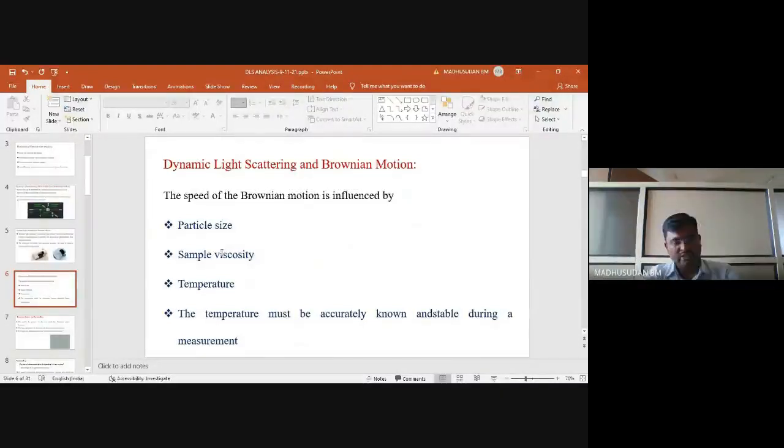While we carry out the testing or characterization operation, we have to concentrate on several factors here. The particle size plays an important role. Whenever the particle size is bigger, maybe at the macro level, the movement of a particle is lesser. Whenever the particle size is smaller, the smaller particle can move easily and at a faster rate than the bigger particle. So the Brownian movement is higher in the case of a finer or smaller particle.